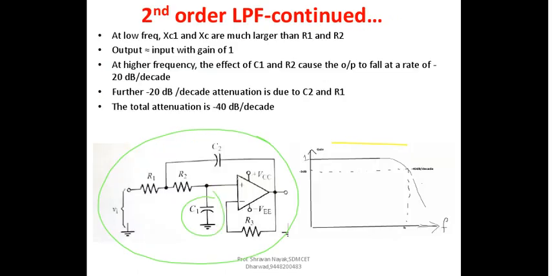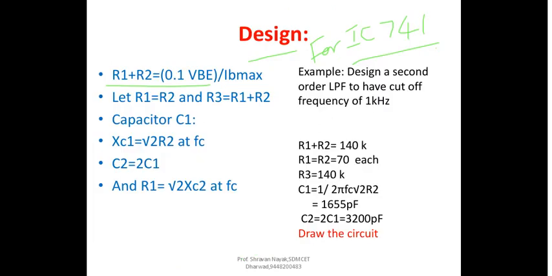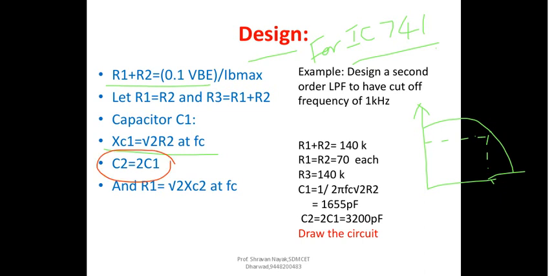At the cutoff frequency, the 3 dB frequency, you have Xc1 equals root 2 R2. Please recall those expressions which we have taken earlier, right? Xc1 equals root 2 R2 at cutoff frequency, and you will have C2 equal to twice C1, right? C2 equals 2 times C1 in order to satisfy that particular equation of Xc1 equals root 2 into R2 at cutoff frequency. And you have one more equation, that is R1 equals root 2 into Xc2 at cutoff frequency.